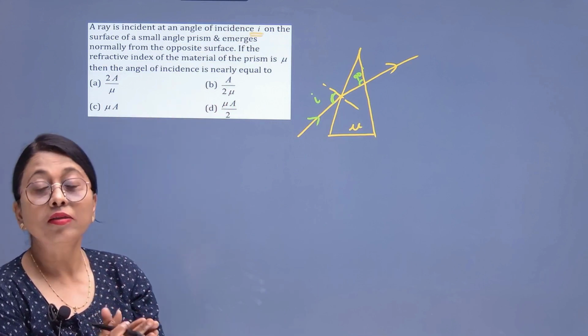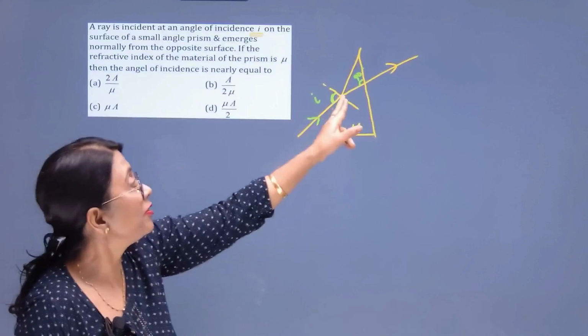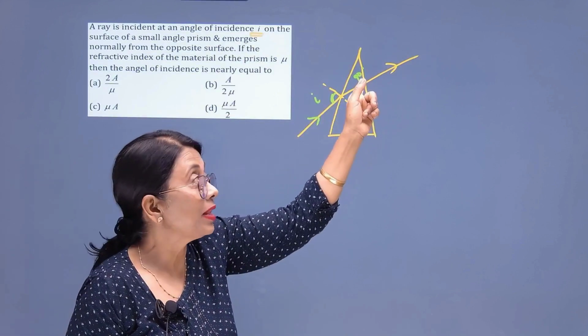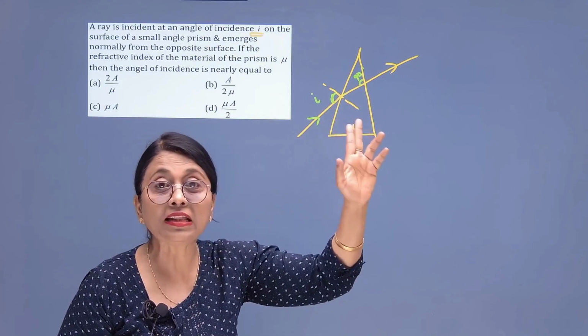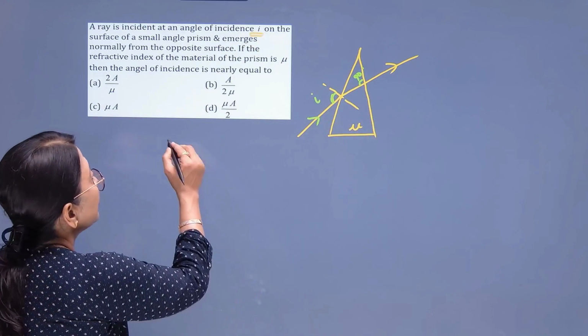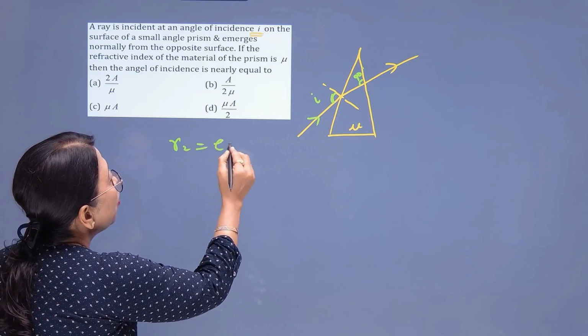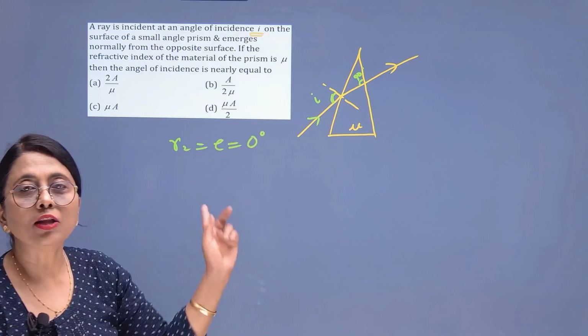But the condition is what? This is a thin prism, right? और एक और चीज देखो, ये ऐसे चली जा रही है. इसका मतलब यहाँ पे एंगल कौन सा था? Remember, that was R2 और एंगल ऑफ इमर्जेंस E था. ये दोनों के दोनों क्या हो जाएंगे? 0. R2 and E both are equal to what? 0 degree.